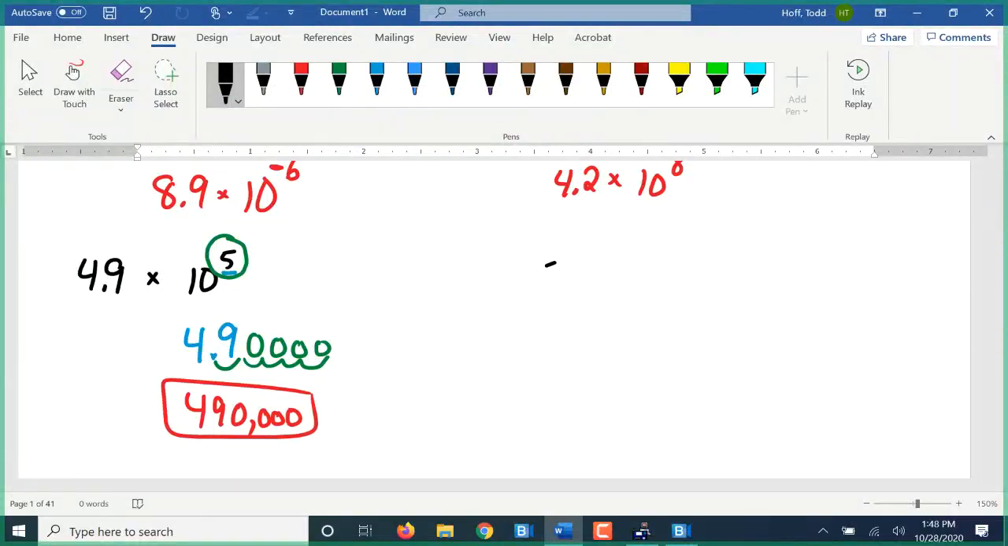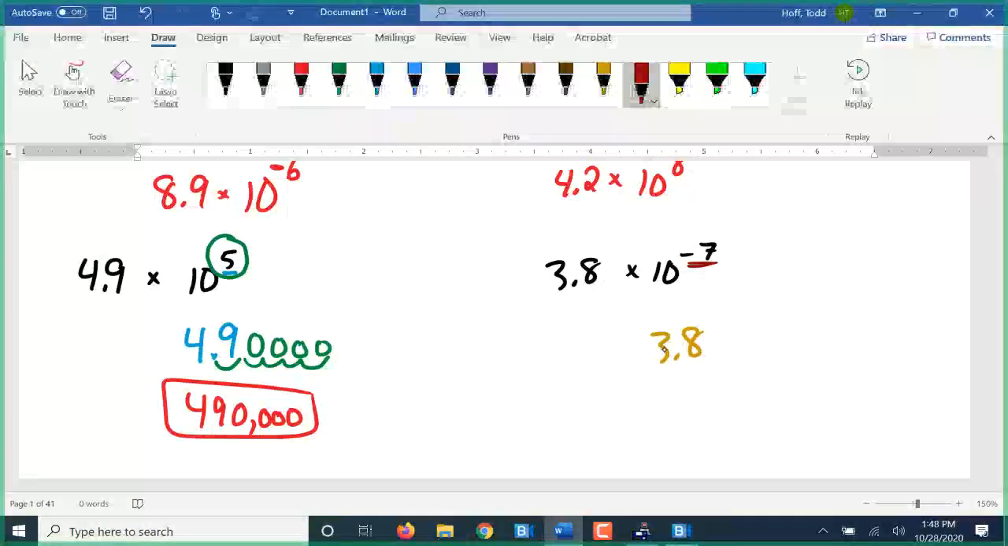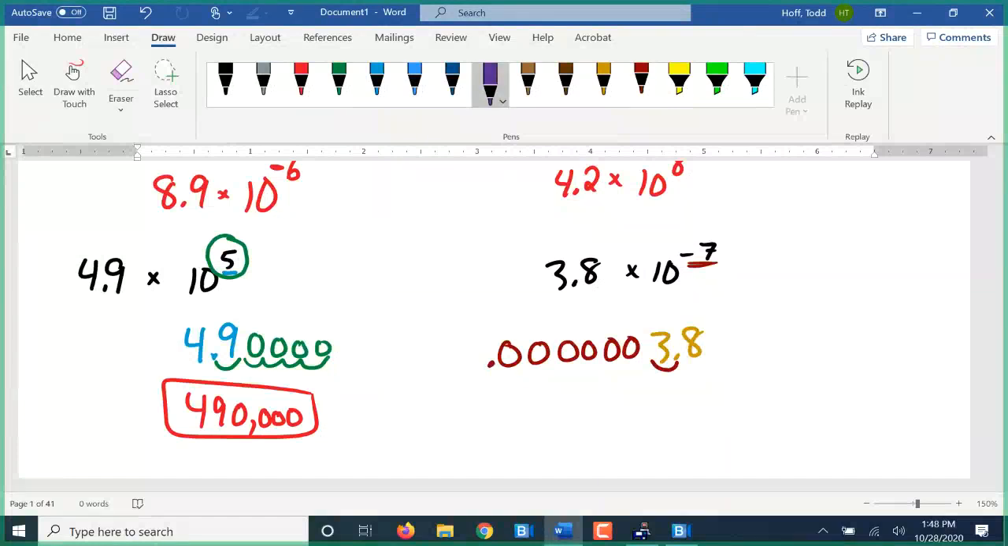We might have 3.8 times 10 to the negative 7. Again, I start out with my 3.8. That power of negative 7, first of all, it's negative, which tells me this is a small number, so I'm making it smaller. 7 tells me I'm moving it 7 places to make it smaller. So I move 1, and then I have to add zeros, 2, 3, 4, 5, 6, 7. So that is 0.00000038.